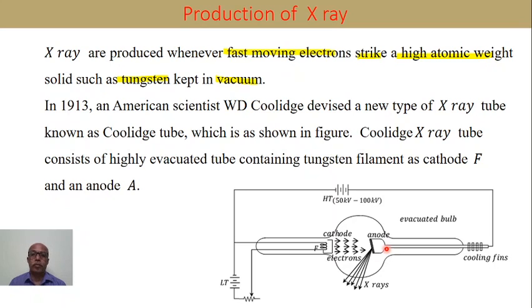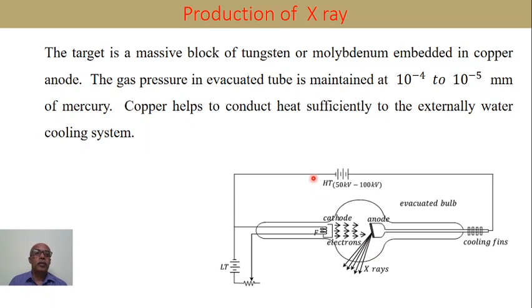We are now studying the production of X-rays. This diagram shows the production of X-rays. It consists of a Coolidge tube designed by Coolidge in the year 1913. This Coolidge tube is evacuated. The evacuated tube consists of a filament made of tungsten, which is the cathode, and an anode. The target is a block of tungsten or molybdenum, which is embedded in a copper anode.